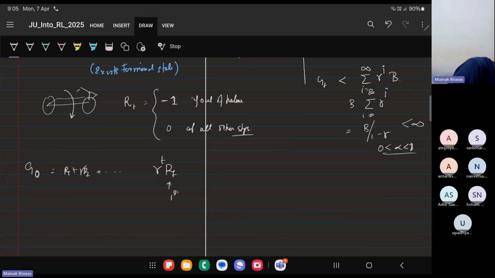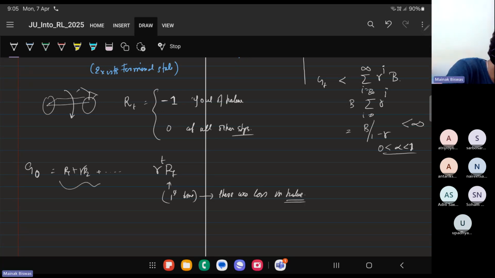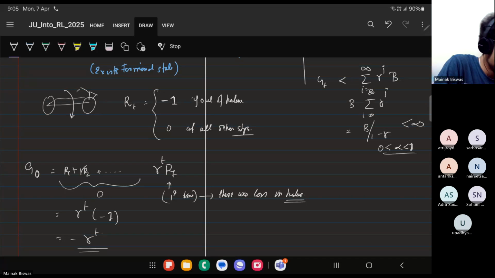Say the first time there was a loss in balance, let's only consider up to this. So all of the earlier rewards are 0, right? So G_0 is gamma to the power T into -1, which is equal to minus gamma to the power T. Fine.